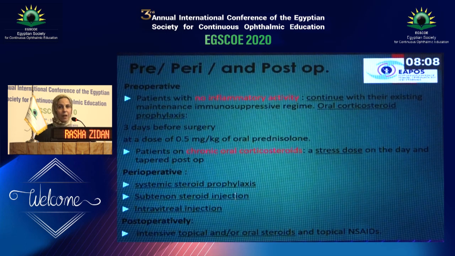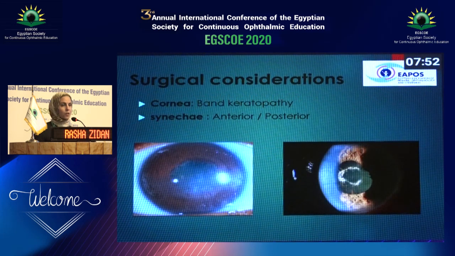Again, the word and the drug of choice, the magic drug, is steroids, so give intensive and strong topical and oral steroids postoperatively to counteract the possible exacerbation of inflammation. The surgical consideration. So now we're ready to perform our surgery. The cornea may hinder your visualization because of the band keratopathy. You have synechia, anterior and posterior synechia, which have to be dealt with carefully in order to perform your rhexis.